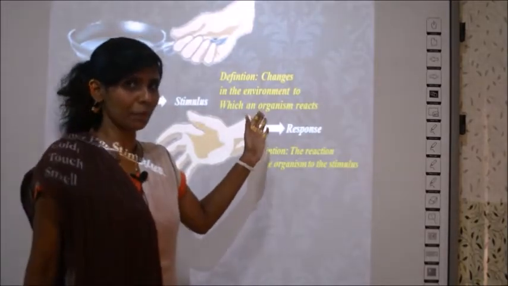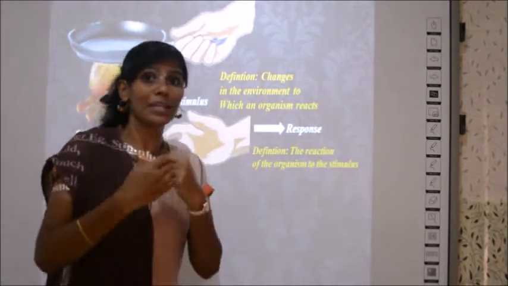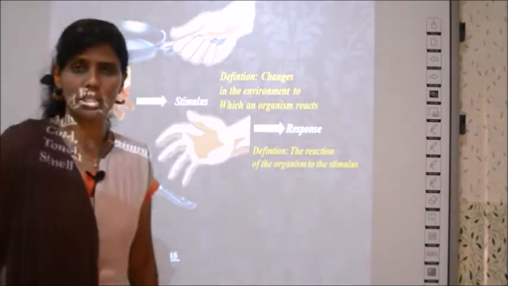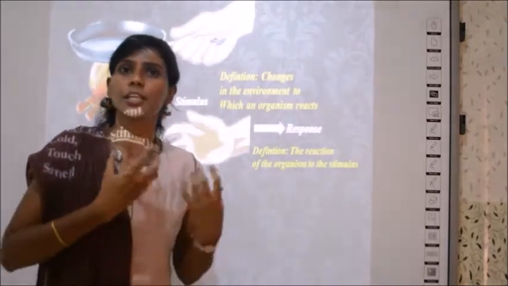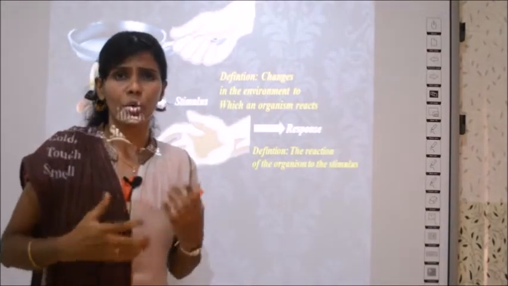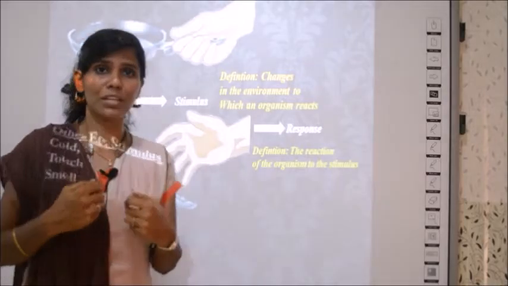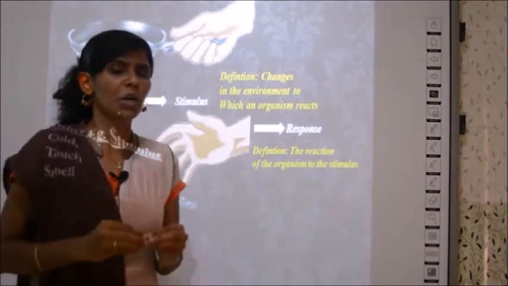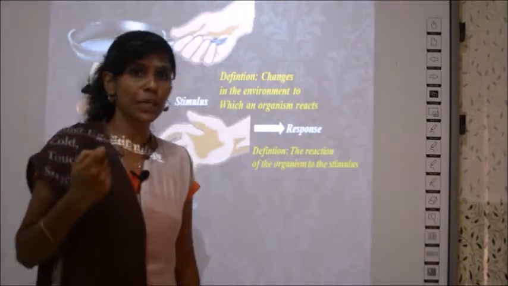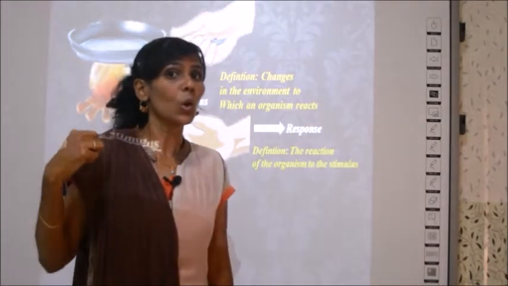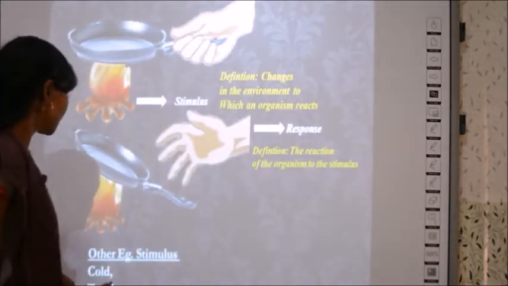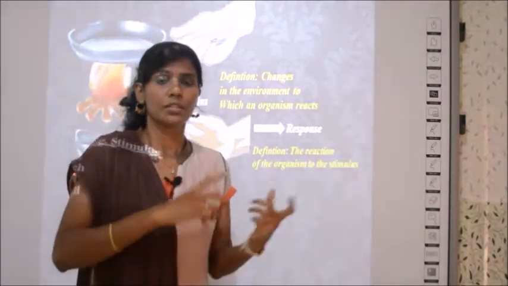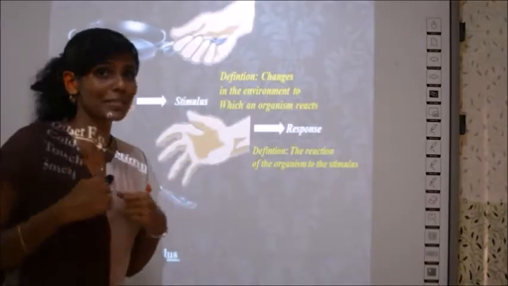This is one example I have explained in detail. There are many more examples in your textbook. Say for example, cold is also a stimulus. How is cold a stimulus? Suppose you go to a very cold place, what will happen? You start shivering, right? You start shivering because of the cold temperature. Here, what stimulates you? The cold, no? So cold is the stimulus here and you shiver, right? That is the response. The response to cold temperature is shivering.